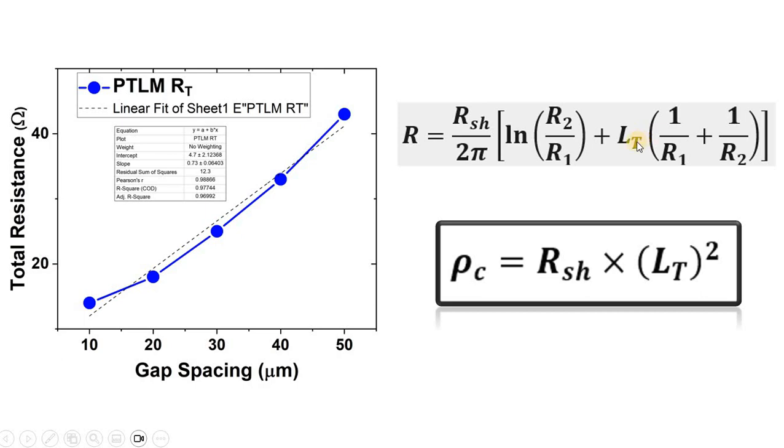And then how do you finally determine the contact resistance? Once we determine the value of LT and RSH, the contact resistance is simply RSH times LT square.